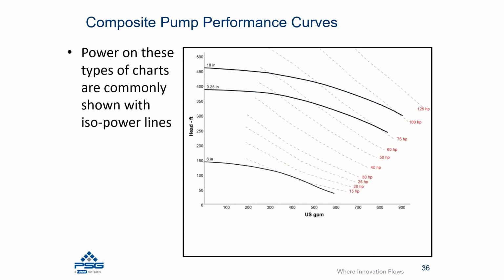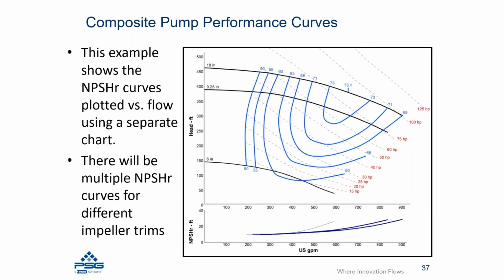We'll talk about how to interpret it in just a minute, but then you're also going to get on a performance curve what are called ISO power lines. And these ones, again, you'll have multiple lines, each line representing a specific horsepower, or it could be kilowatt power, that the pump is going to require during operation. So when you put all of these together, you're going to get what is considered a full composite pump performance curve, where you can see how the pump's going to operate with different trims and how much power and efficiency those pumps are going to require, as well as NPSH requirements.